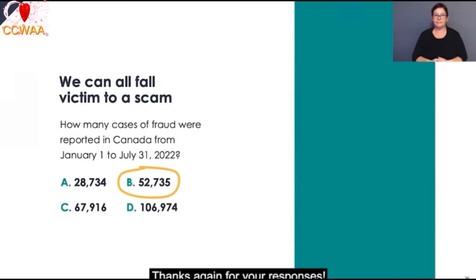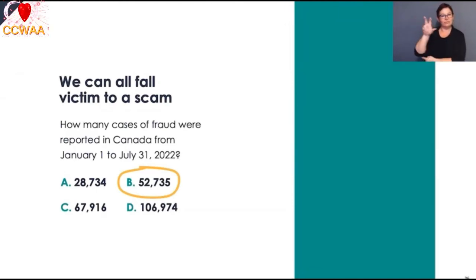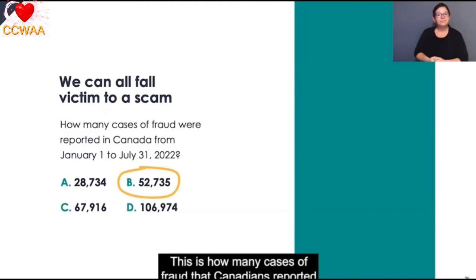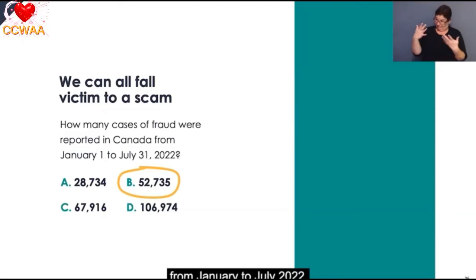Thanks again for your responses. The correct answer is B, 52,735. This is how many cases of fraud that Canadians reported from January to July 2022.